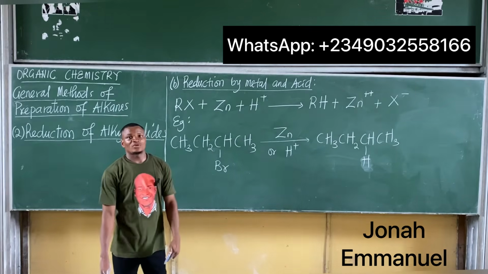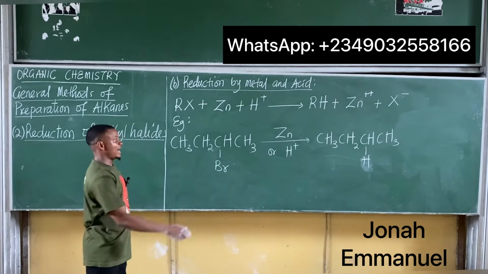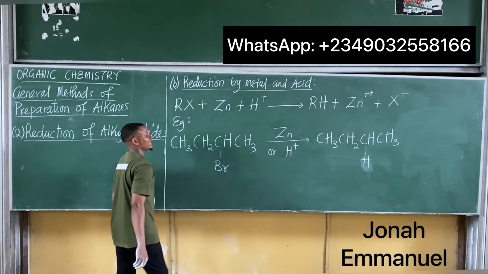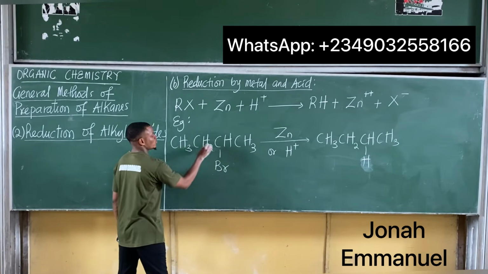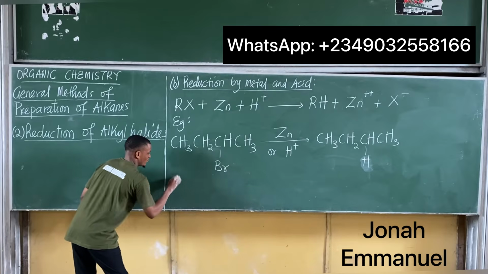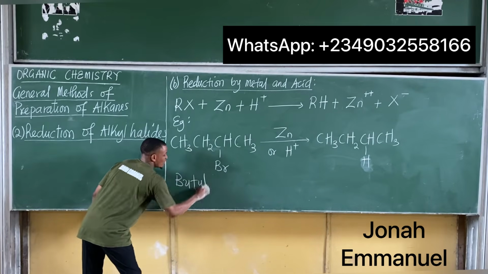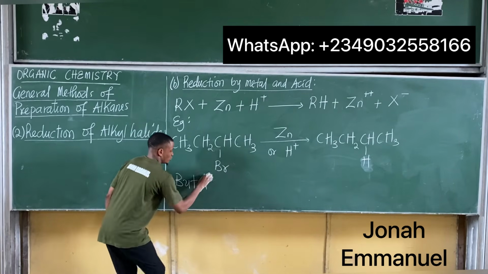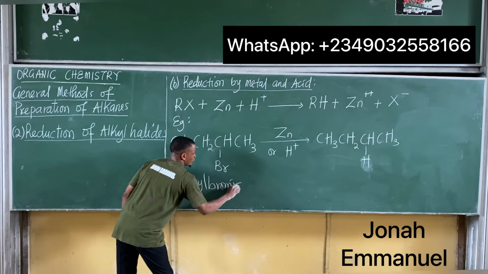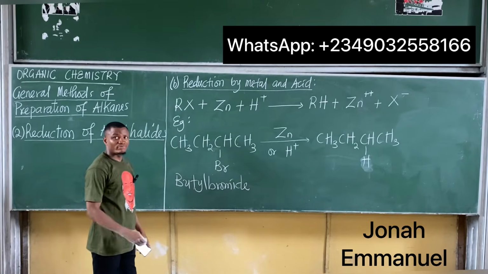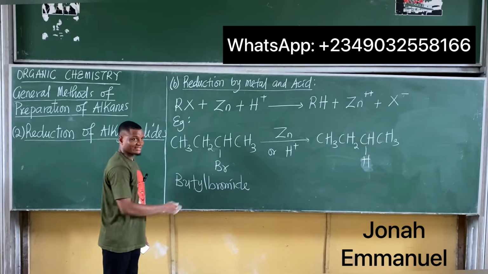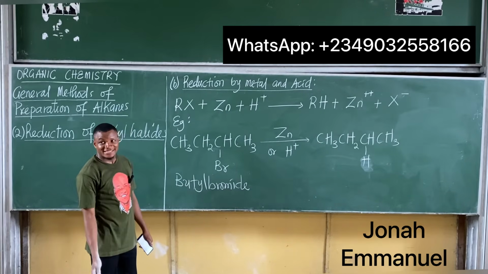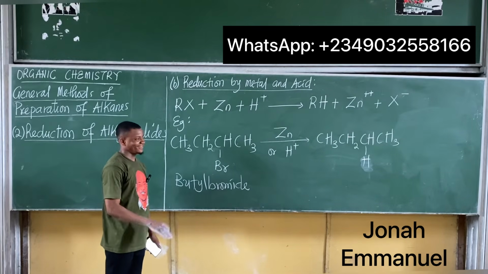So please, the idea for this one is that I'm having an alkyl halide. In this case, what's my alkyl group here? 1, 2, 3, 4. That's butyl. What's the halogen here? Bromide. Not butyl bromide. It's not an alkyl halide, it's an alkyl halide.